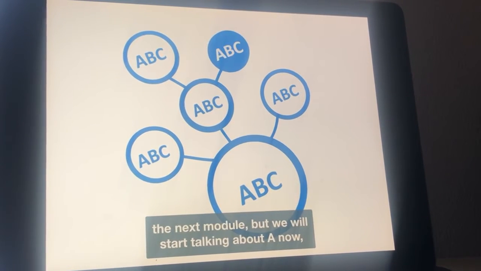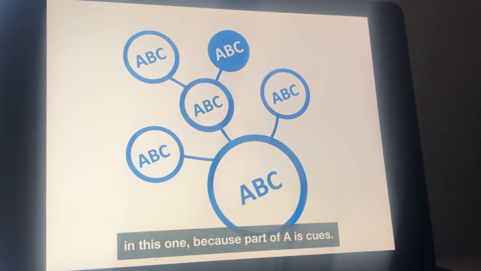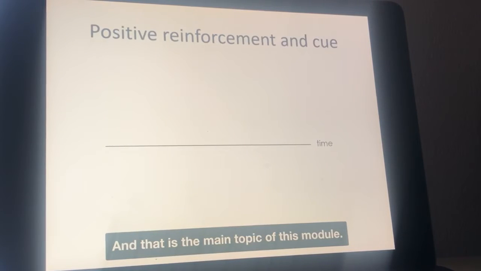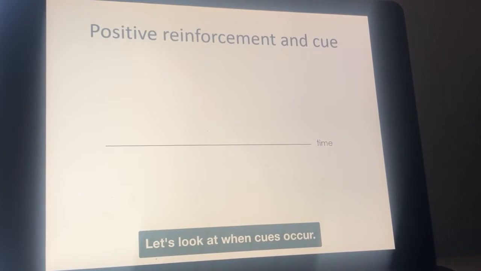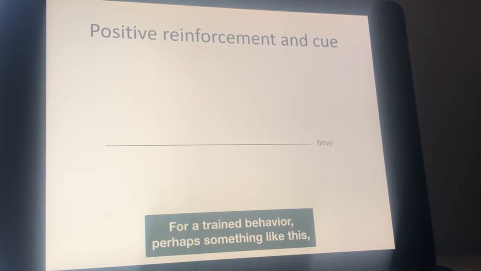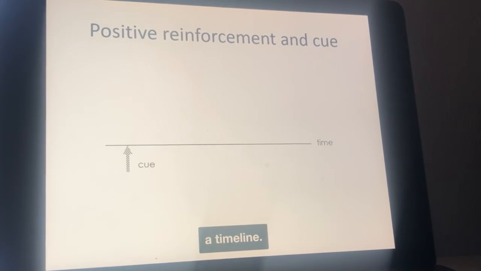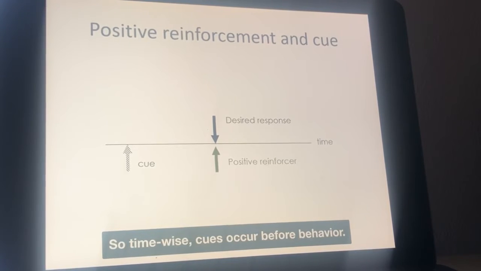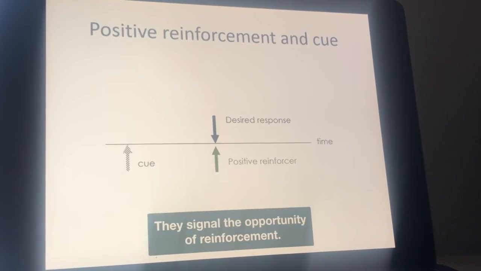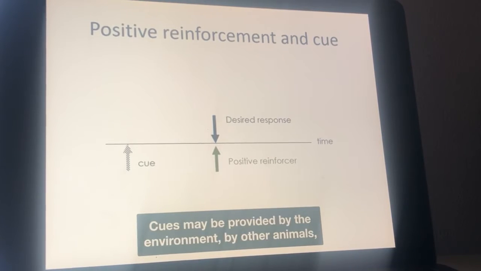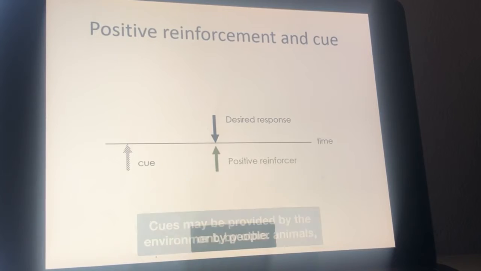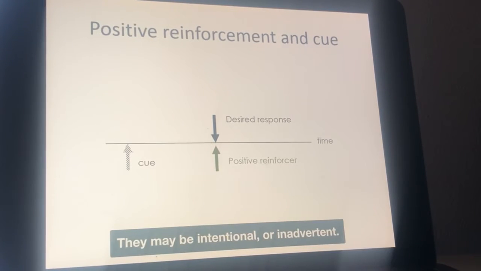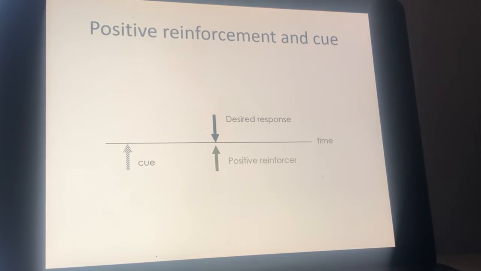But we will start talking about A now in this one, because part of A is cues, and that is the main topic of this module. Let's look at when cues occur. For a trained behavior, perhaps something like this, a timeline. The cue is given, and then the animal does the desired behavior, which is reinforced. So time-wise, cues occur before behavior. They signal the opportunity of reinforcement. Cues may be provided by the environment, by other animals, or by people. They may be intentional or inadvertent.